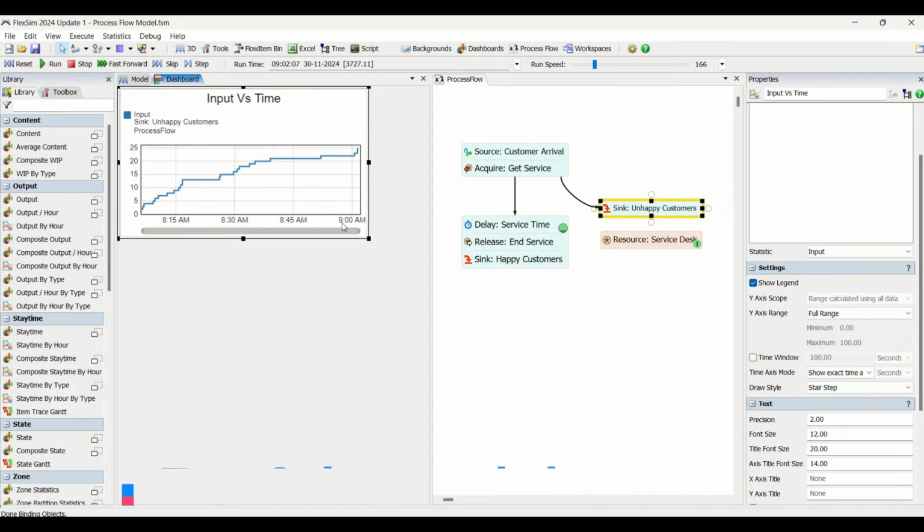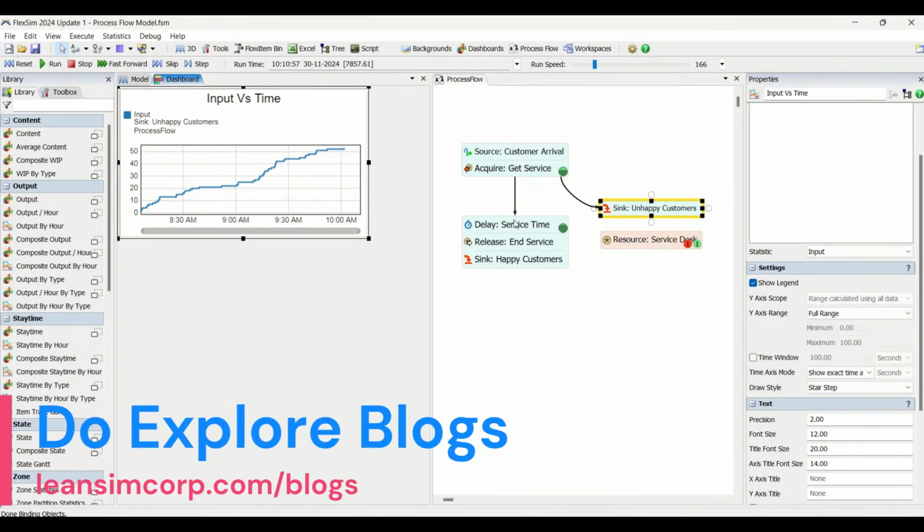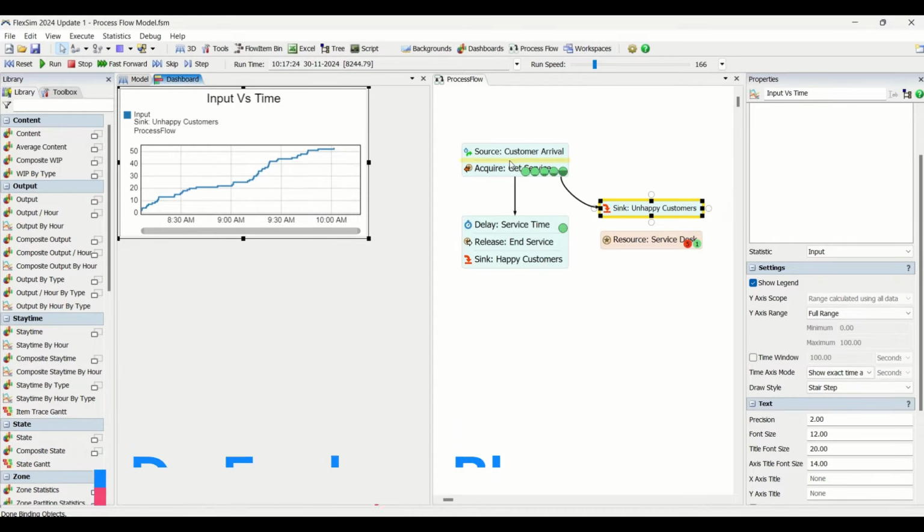For example, till 9 o'clock, I had almost 20 unhappy customers. Okay, you can now decide whether this count of unhappy customers is okay for your service desk. If not, what initiative are you going to take to make these unhappy customers fewer? Are you going to add an additional operator or additional person to service the people coming in to the service center so you have fewer unhappy customers?